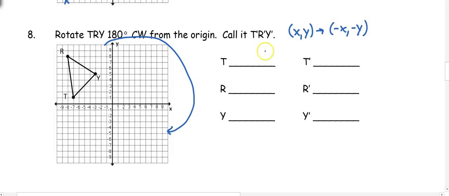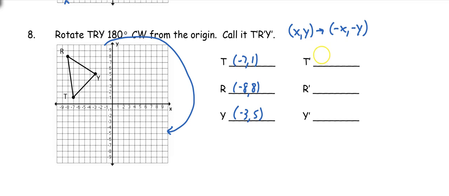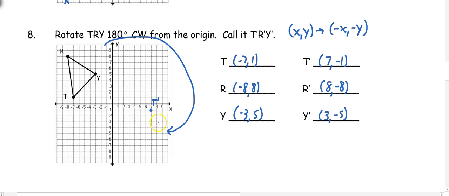Remember to copy down your T point again. Our T is negative 7, 1, our R is negative 8, 8, and our Y is negative 3, 5. All I'm going to do is keep the same order but switch the signs. So T prime is now 7, negative 1, R prime is now 8, negative 8, and Y prime is now 3, negative 5. So I can plot those points and then make my image.